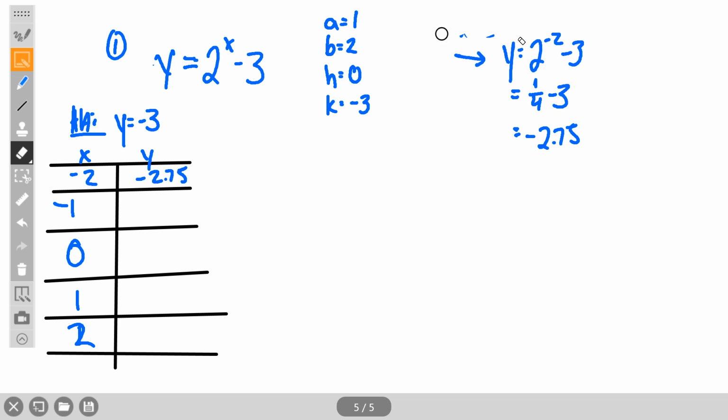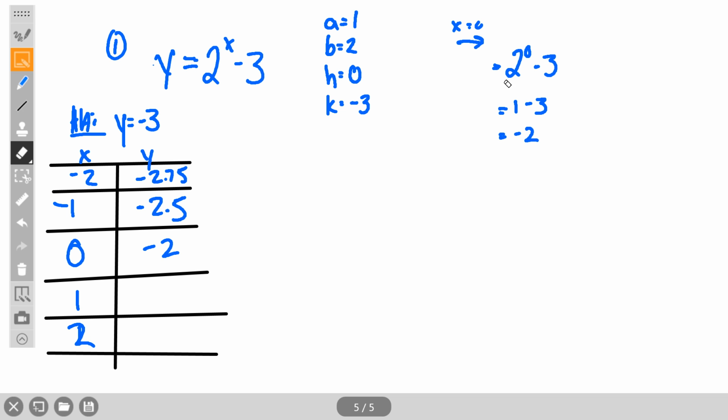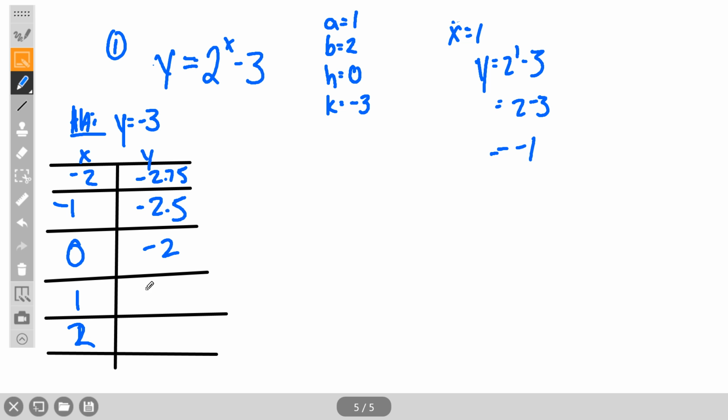All right, plugging in negative 1. y equals 2 to the negative 1 minus 3. This is 1 over 2 minus 3, which is negative 2.5. Plugging in 0, 2 to the 0 minus 3, 1 minus 3, which is negative 2. Plugging in 1, 2 to the 1 minus 3, which is 2 minus 3, which is negative 1.